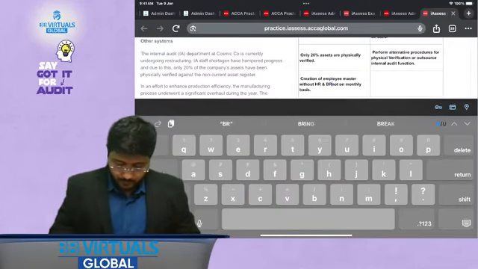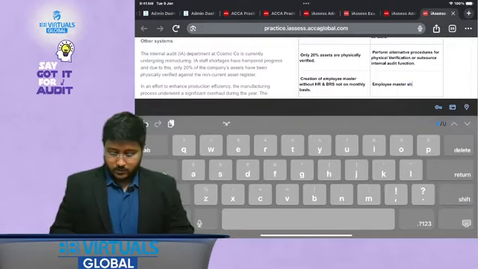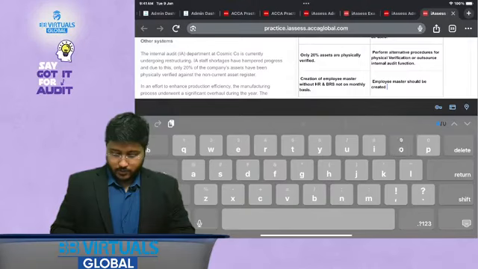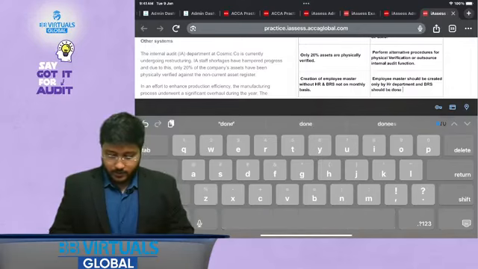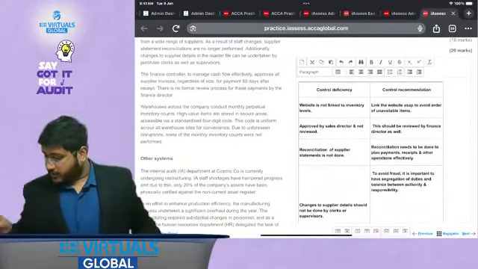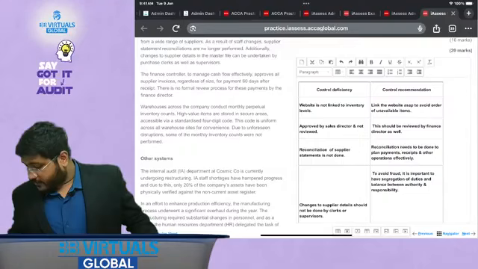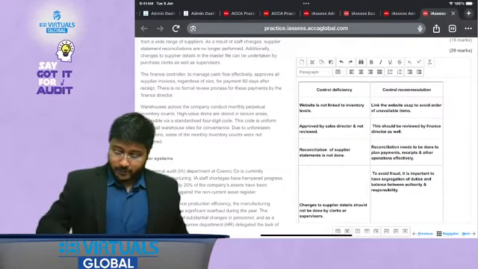Okay, so employee master should be created only by HR department and BRS should be done on a monthly basis. Okay, so this is something with which we have completed the 16 marks question as well. So we have completed a bigger part of the question also now.